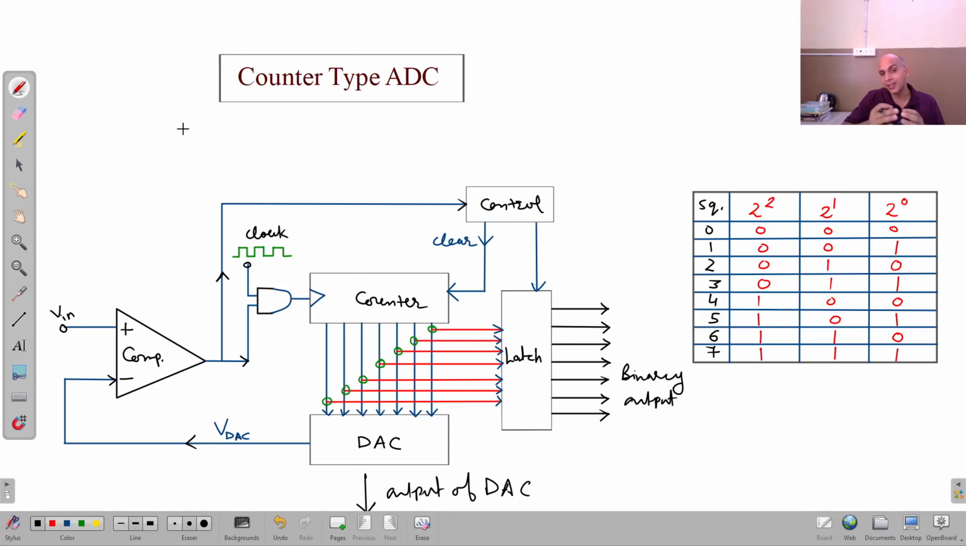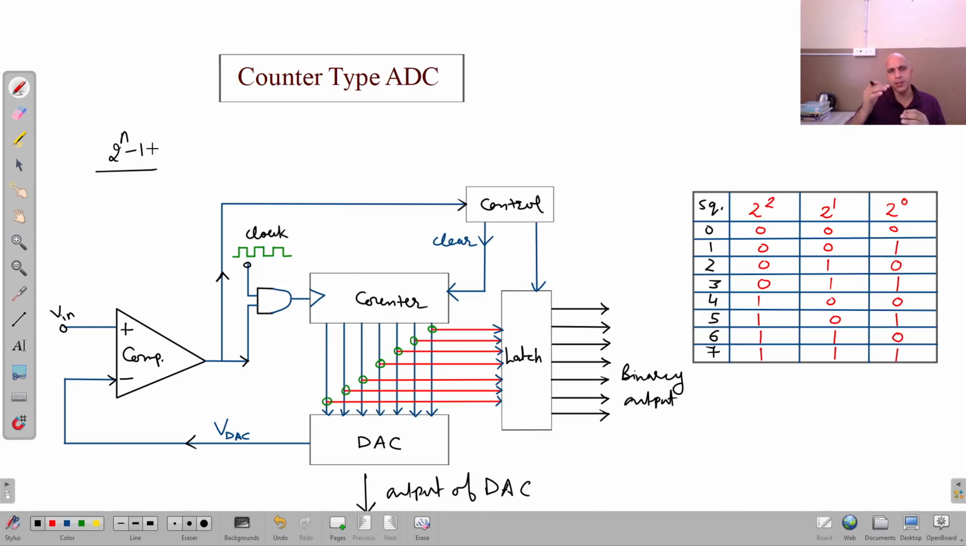But in that converter, although it was very simple to design and execute, there was a major drawback. The drawback was the requirement of 2 raised to the power n minus 1 comparators, where n is the number of bits required in the corresponding digital signal. So as the number of bits required increases, the requirement of comparators increases. In that lecture I told you it becomes very difficult to design that circuit and then arrive at an encoding matrix, encoding equations.